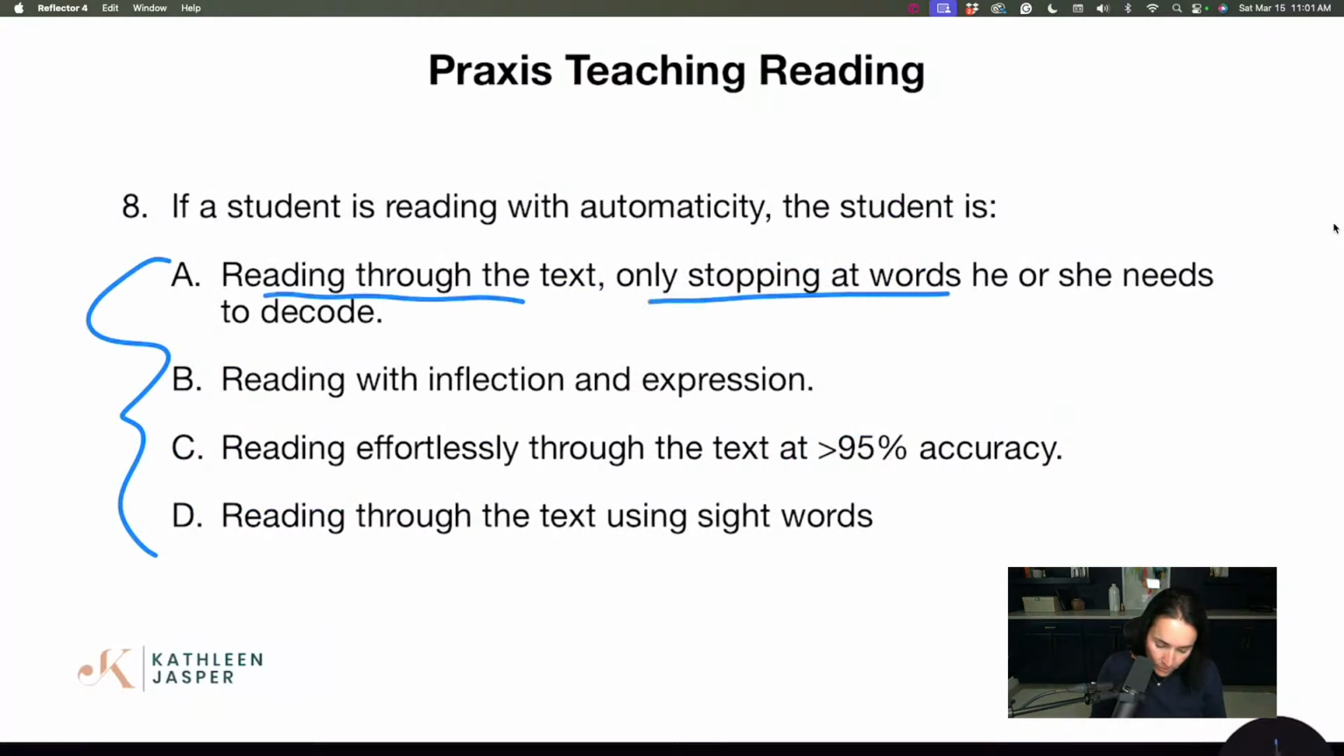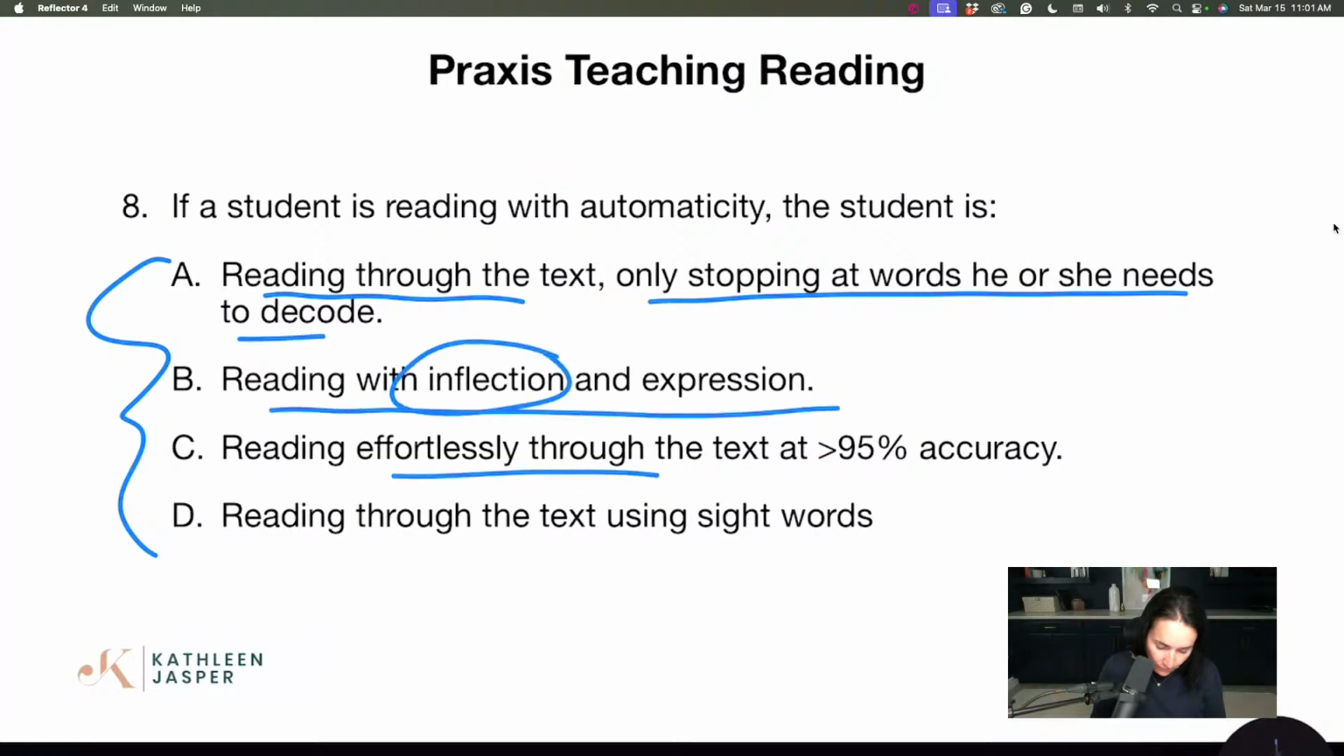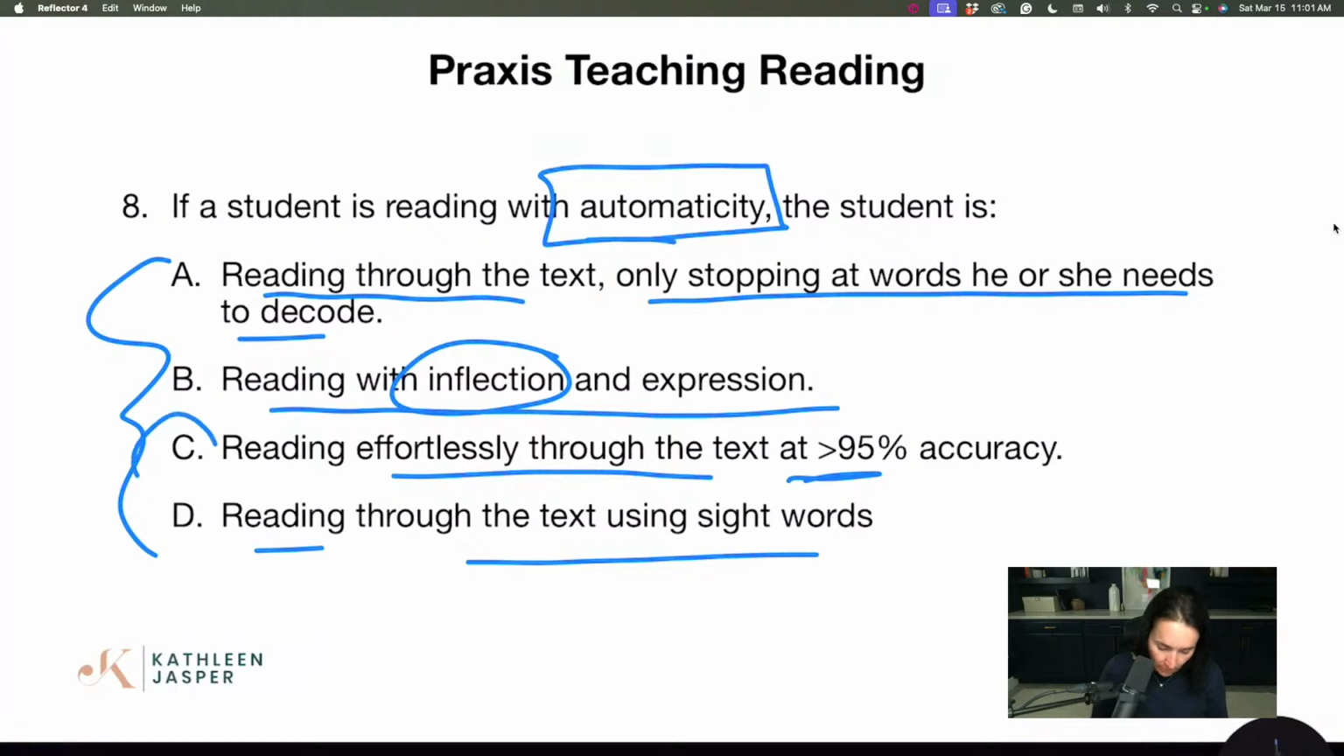Reading through the text, only stopping at words he or she needs to decode, reading with inflection and expression, reading effortlessly at greater than 95%, reading through the text using sight words. Okay, looks like a fluency situation. If a student is reading with automaticity, the student is right here, effortlessly. This is not automatic. If you're stopping at words to sound them out, to decode, even if it's just a few, it's too much. That's not automatic.